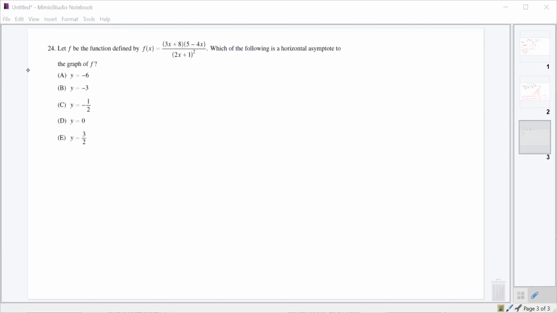So 24, we're looking for horizontal asymptote. This is a rational function, right? So if it's a rational function and you're looking for horizontal asymptote, look at the degree of the numerator and the degree of the denominator.